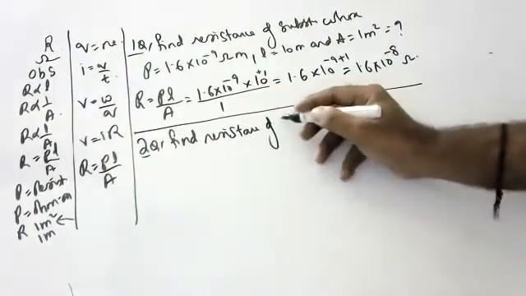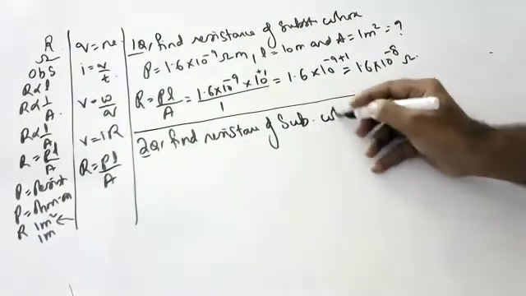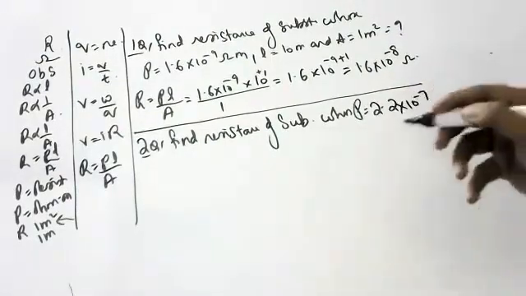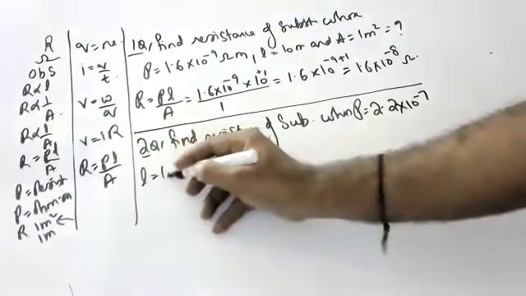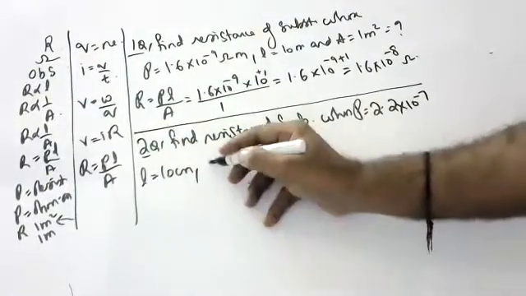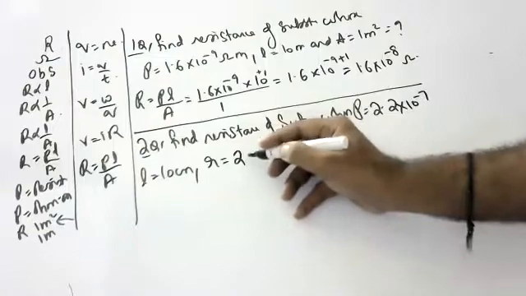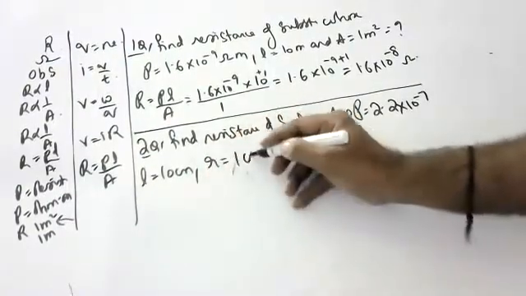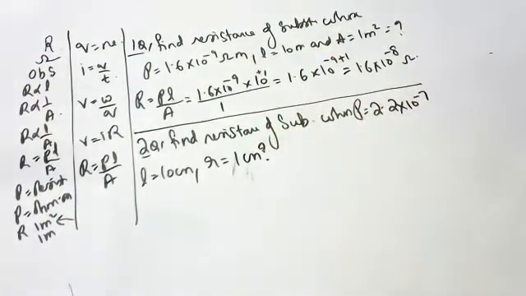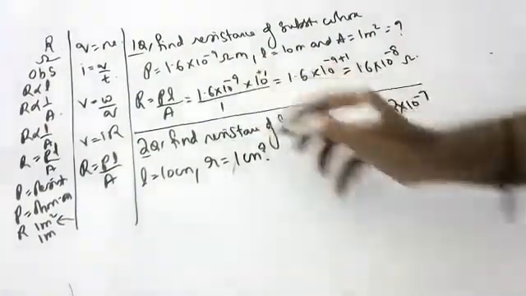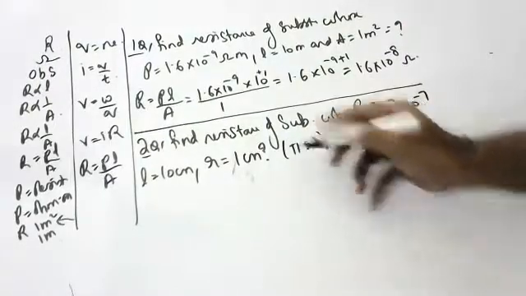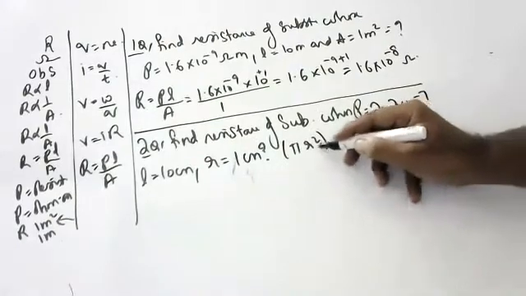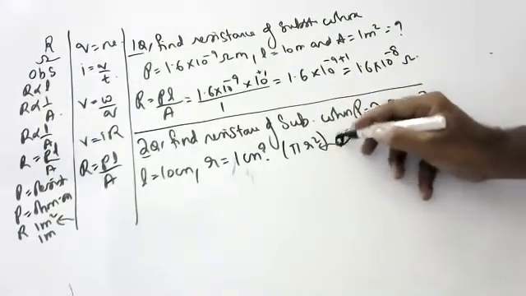Find the resistance of a substance whose rho is 2.2 into 10 to the power of -7. Length is 10 centimeters, and radius is 1 centimeter. Little bit complicated. Children, A we have to take as pi r square, because the area of cross section of a wire is like this.